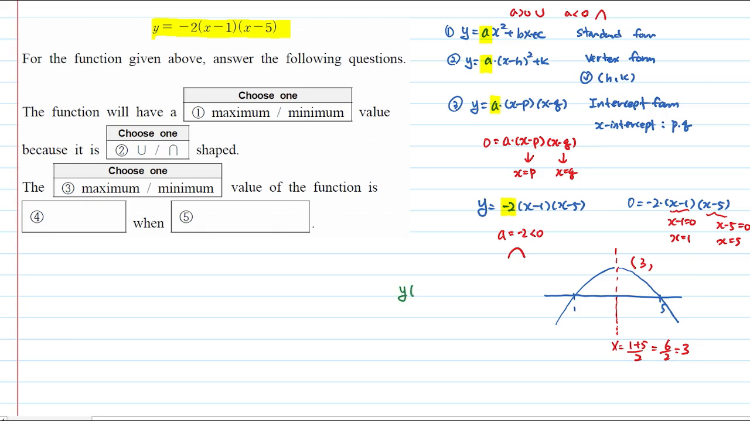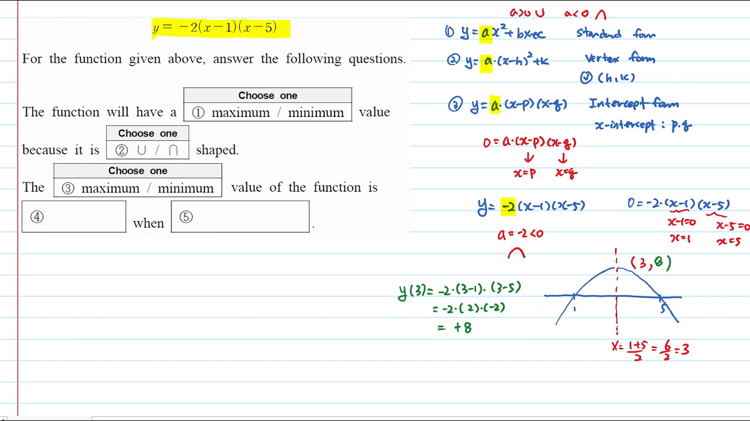Let's try to figure out what the y value is. So the y value when x is equal to 3 is negative 2 times 3 minus 1 times 3 minus 5. So that's negative 2 times 2 times negative 2. That will be negative 8. No, that will be positive 8. So that will be 8.